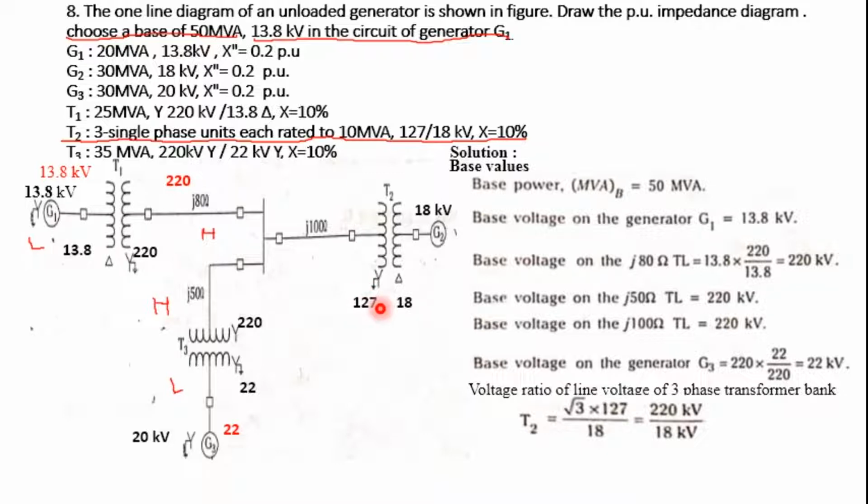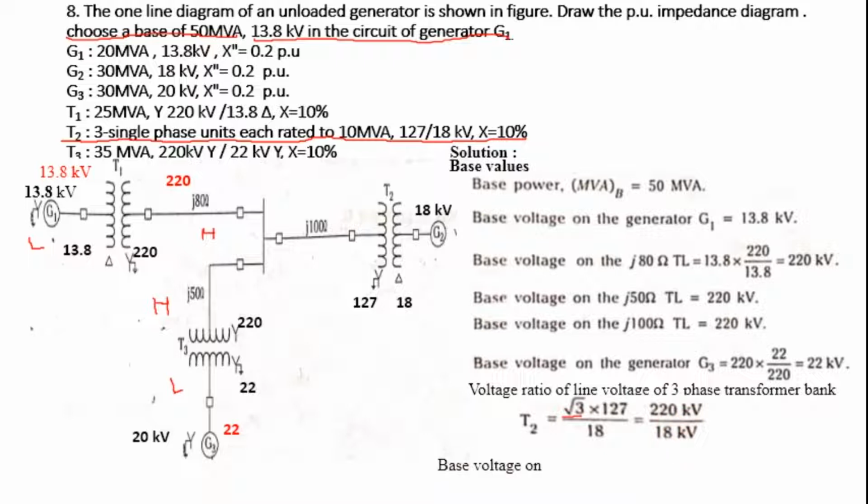That's why we need to multiply it by root 3, because we are converting the single phase transformer rating into a three phase transformer. That's why we have to calculate the line voltage, that is, multiplied by root 3. So you have to be very careful here: multiply only across the star side, not the delta side. So root 3 into 127, you will get around 219.999, that is 220 kV, and the delta side is 18 kV.